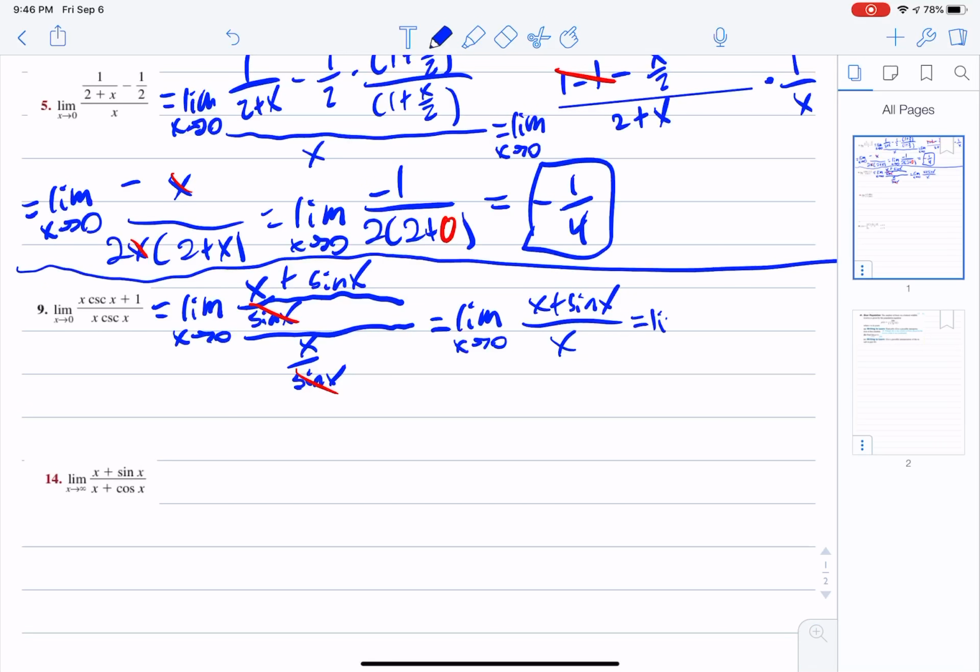And we can simplify this a little more. We're writing it as the limit as x goes to 0 of x over x plus sine x over x. And you should have this limit memorized, that the limit of sine x over x is just equal to 1, and x over x is obviously just equal to 1 as well. So it's 1 plus 1, which is going to be equal to 2.